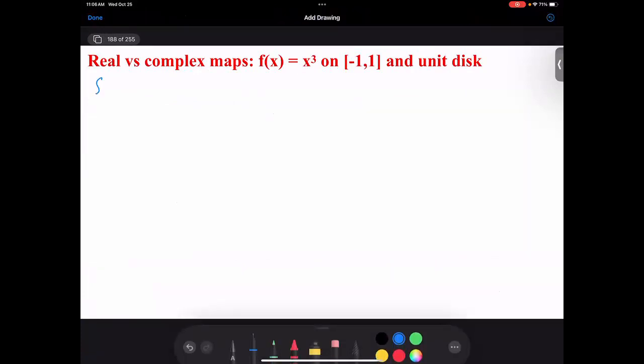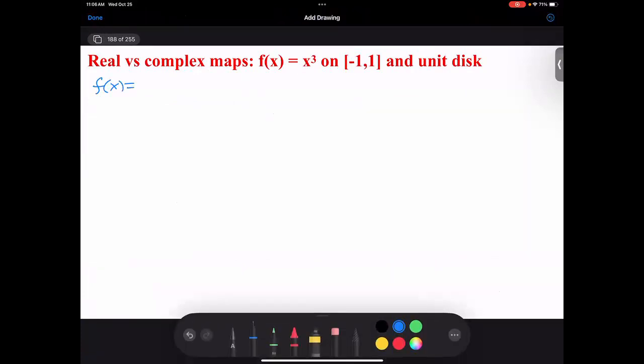All right, so let's talk about why real and complex are so different. So here's the function f of x is x cubed. Here's the function f of z is z cubed. Do we agree that both of these basically take -1, 1 to -1, 1? It's 1 to 1 and it's onto. But what goes on here? It does take the unit disk to the unit disk.